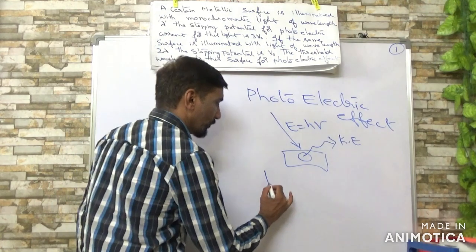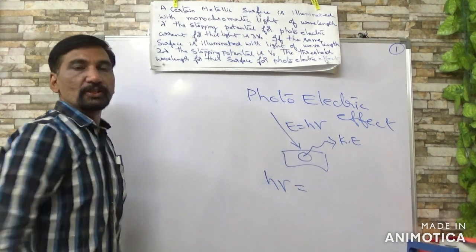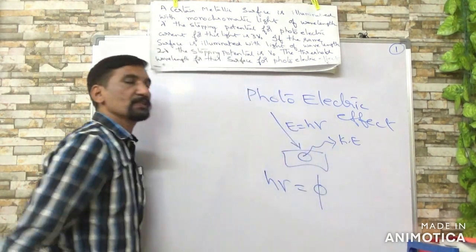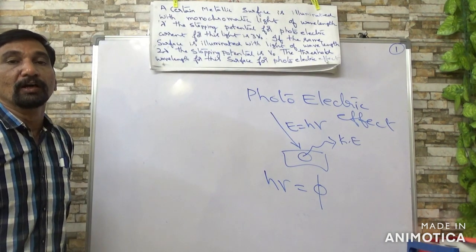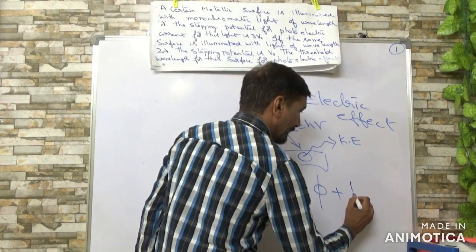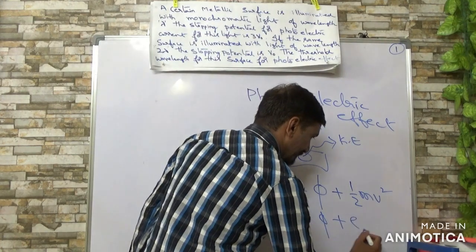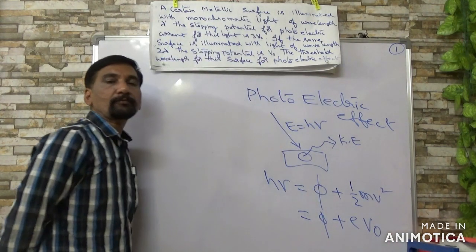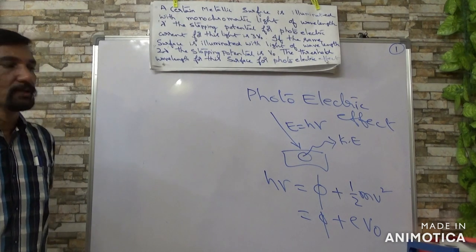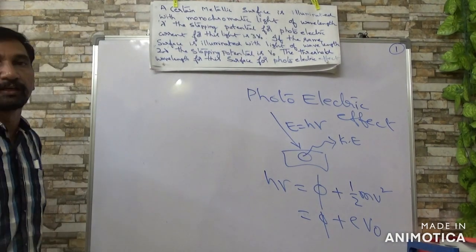So that is, h nu is equal to, the given energy is utilized by the metal in two ways. A certain part for extracting electrons, which you technically call the work function, plus kinetic energy. It can also be taken as eV naught. V naught is called the stopping potential. So based on this photoelectric equation, today we are solving problems.